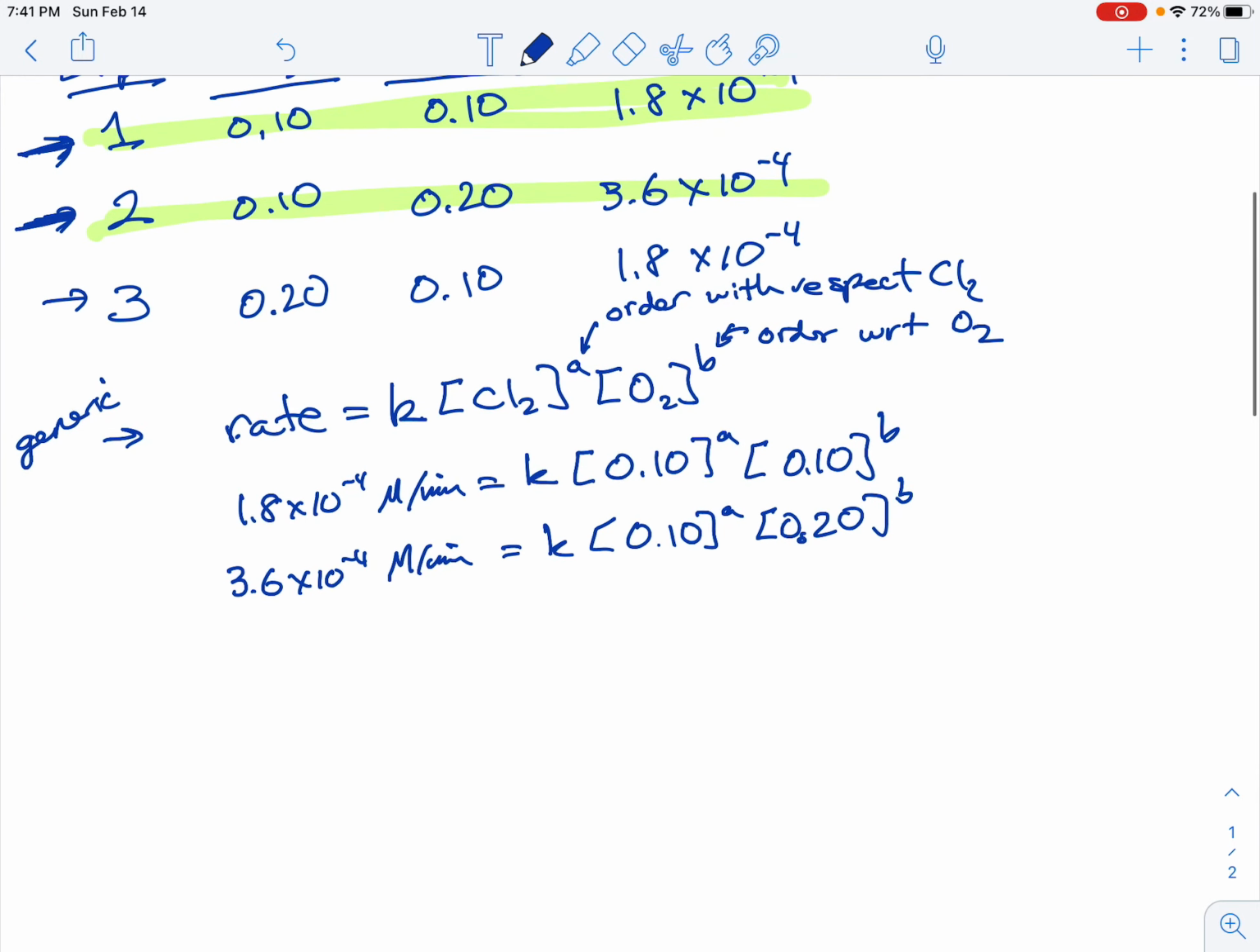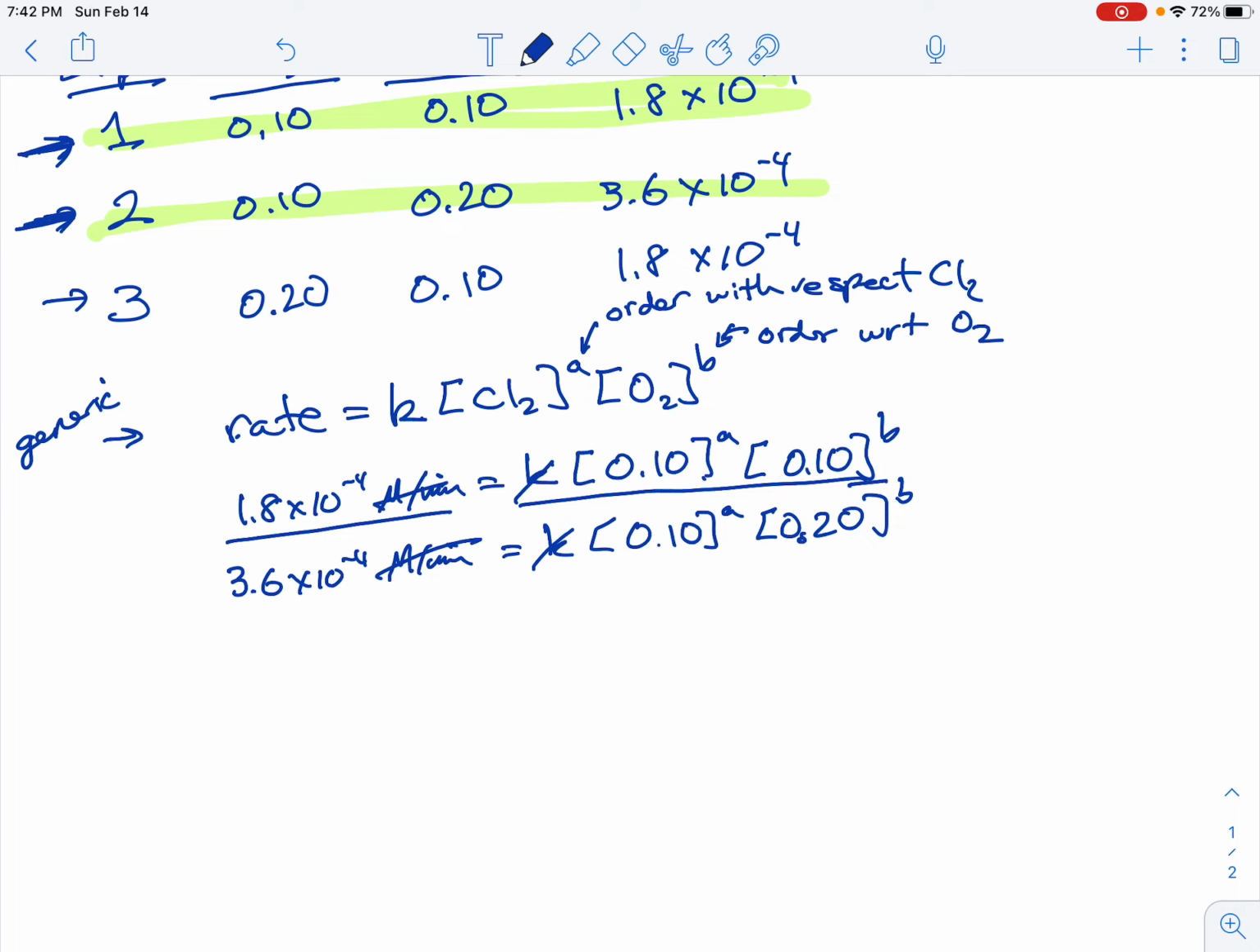Now we're going to do a sneaky math trick. We're going to divide this top equation by the bottom one. A lot of things are going to cancel out, and this is going to make it a lot easier. For example, our units cancel out, so that's good. Our rate constants, K, cancel out.